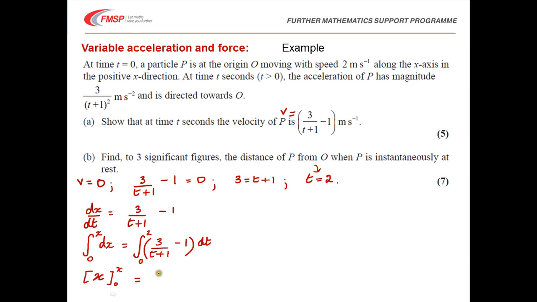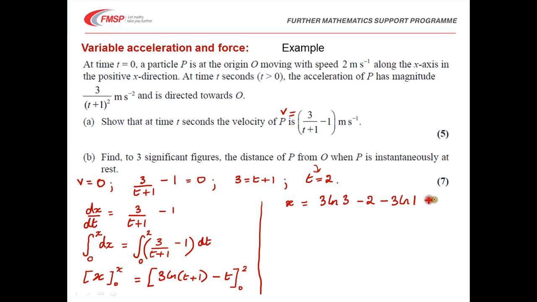Right-hand side we're going to need a logarithm for this one. We get 3 log t plus 1, and then 1 integrates to t. Again, you can do this with a constant of integration if you want to. It will work out exactly the same. We put our limits in. The left-hand side is just x. The right-hand side becomes 3 log 3, that's putting the 2 in place of t, minus 2. When we put 0 in here, we get 3 log 1, which we know is 0, plus 0, which obviously isn't going to make any difference.